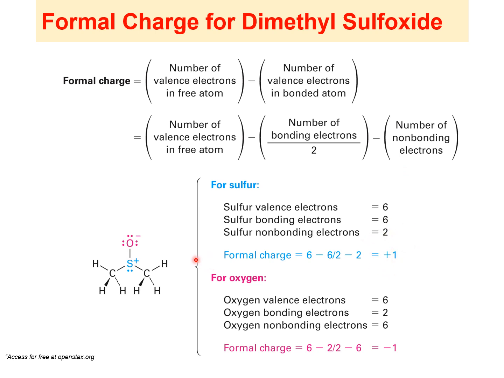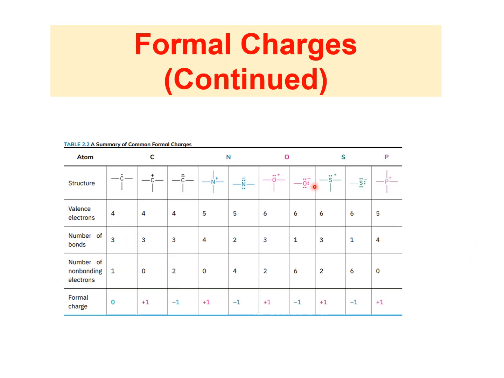Same thing for oxygen. Valence electrons is 6. How many bonding electrons? Again, make sure you count both of them here. So 6 minus 2 over 2 minus how many lone pair electrons? 1, 2, 3, 4, 5, 6. So minus 6 gives you a -1 as your formal charge. Okay, let's practice some more.